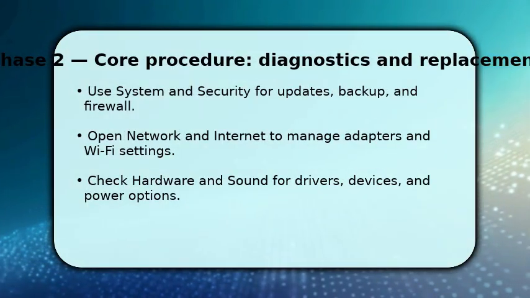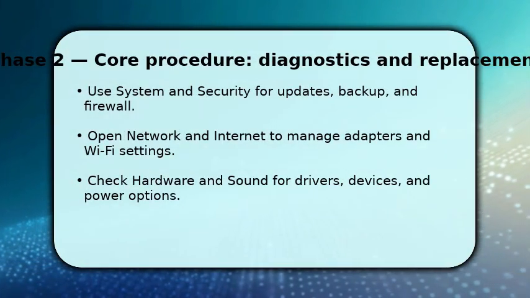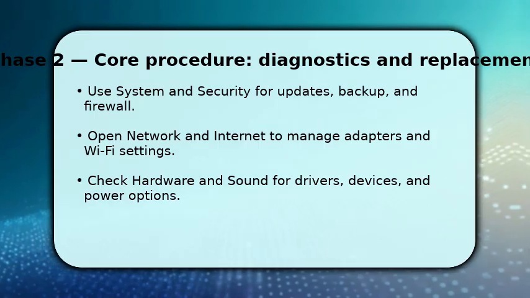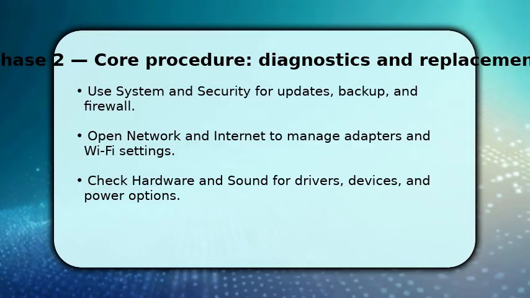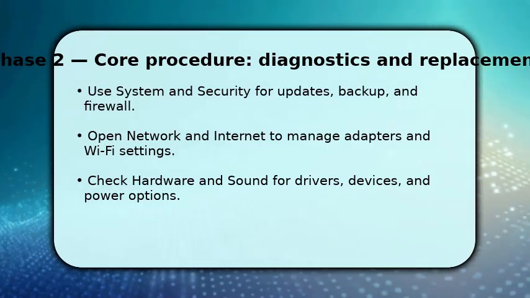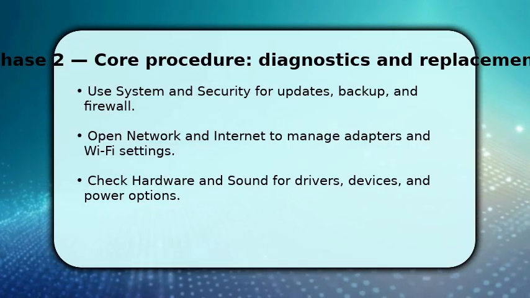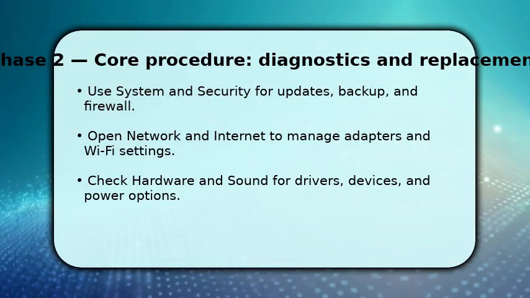Open System and Security to check Windows Update, backup options, and firewall settings because updates keep the system secure. Next, go to Network and Internet to view adapters, change adapter settings, or troubleshoot a Wi-Fi drop. This is where routing and DNS fixes live.